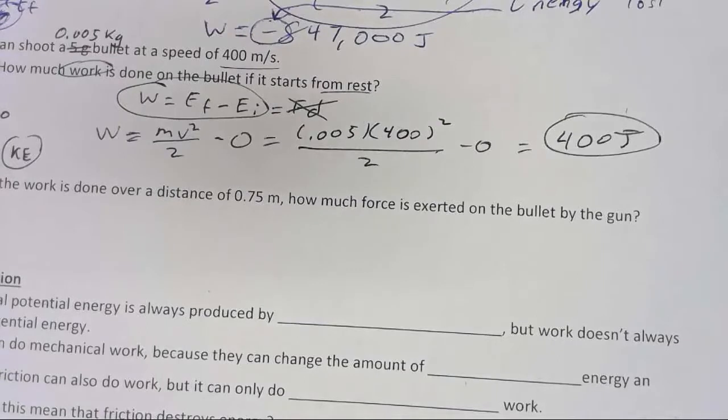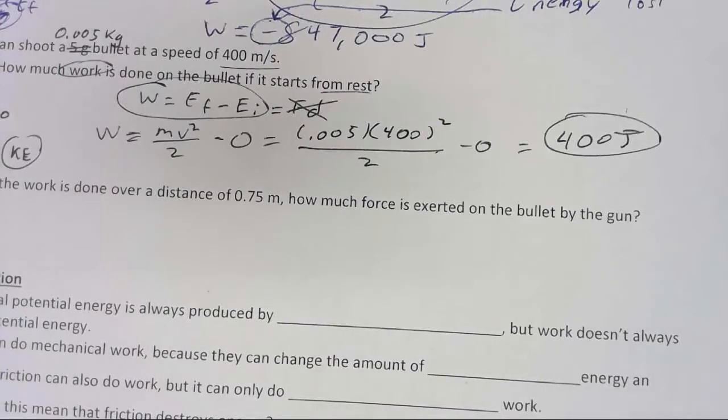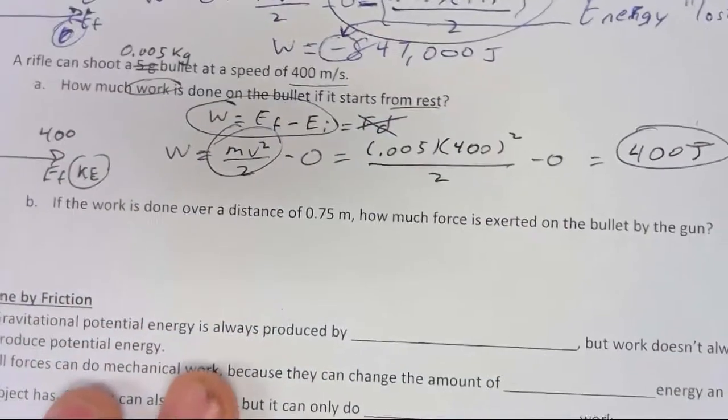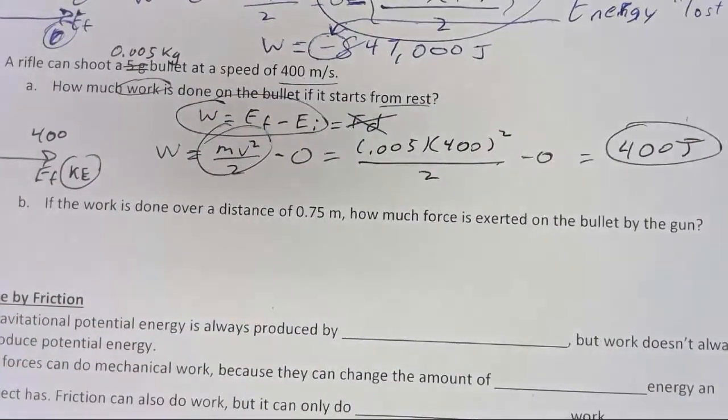Now, it looks more complicated than it is because basically all we did is we calculated the kinetic energy of the bullet. That's all we did. We'd get the same answer if I said, how much kinetic energy does the bullet have? Well, that's a really easy question, just mv squared over 2. But that's all we're doing.